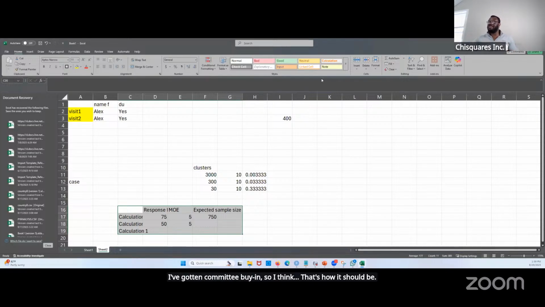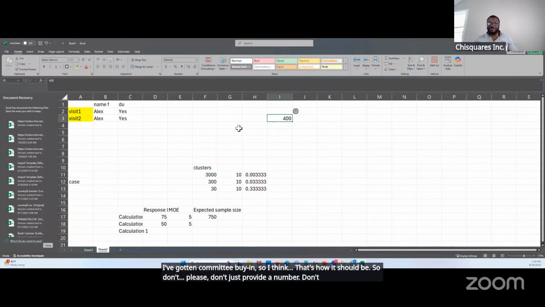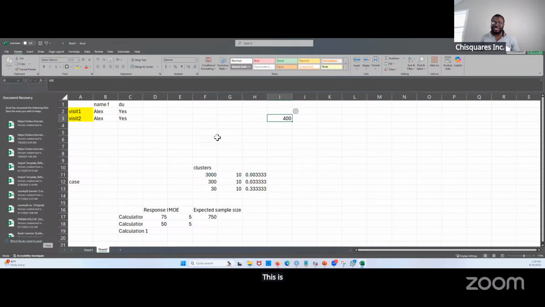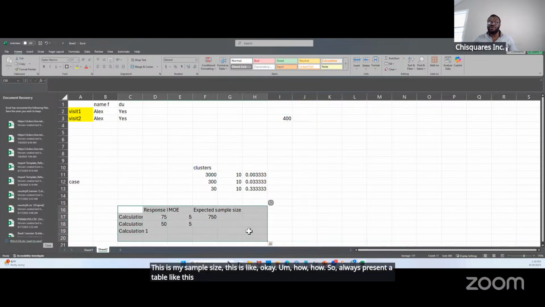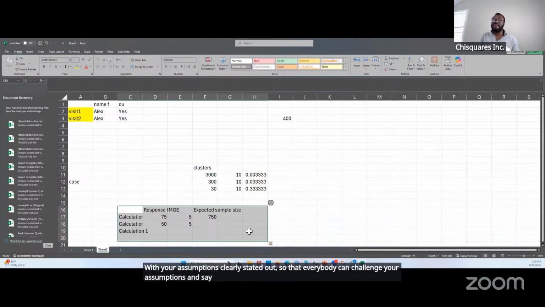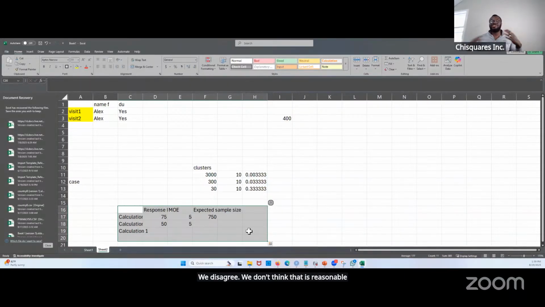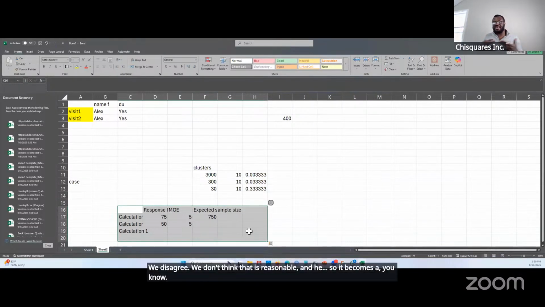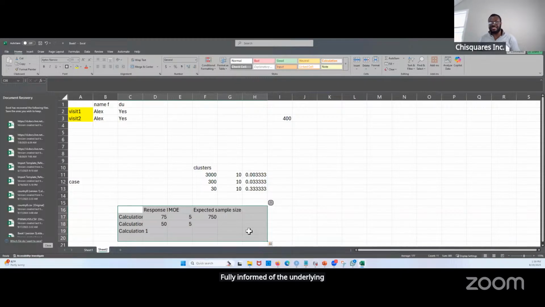So please don't just provide a number. Don't fling a number at the committee and say, all right, this is my sample size. This is like, okay, how? So always present a table like this with your assumptions clearly stated so that everybody can challenge your assumptions and say, well, we disagree. We don't think that is reasonable. And so it becomes a respectful exchange between both parties, fully informed of the underlying assumptions that went into it.